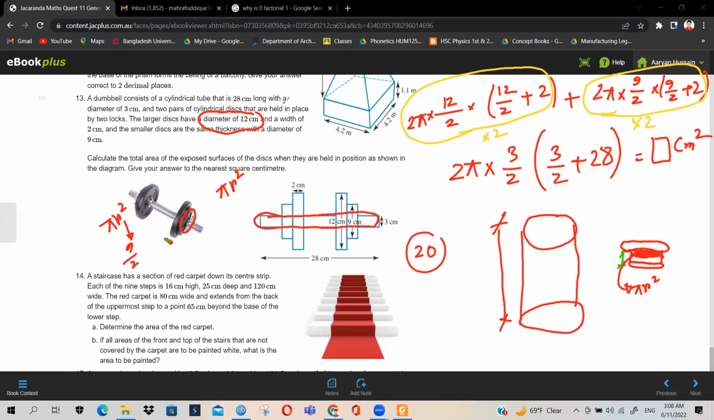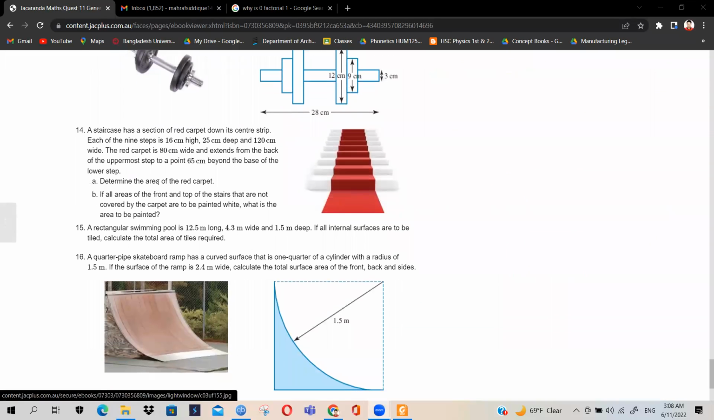A staircase has a section of red carpet down its center strip. Each of the 9 steps is 16 centimeter high, 25 centimeter deep, and 120 centimeter wide. The red carpet is 80 centimeter wide and extends from the back of the uppermost step to a point 65 centimeter beyond the base of the lower step. Determine the area of the red carpet.